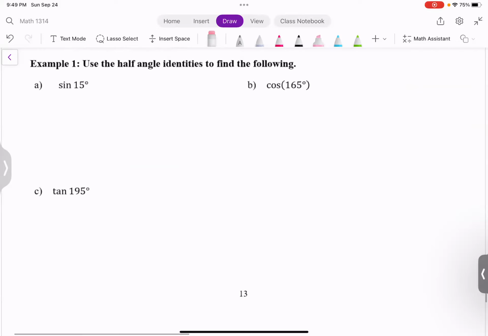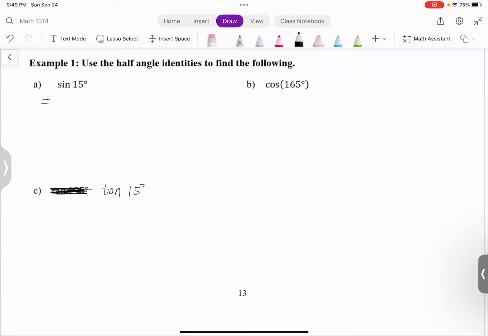All right, let's see the first example. Use the half angle identity to find the following examples. I have a typo here. I shouldn't have this one. I inserted the wrong information, because I should give you tangent 15 degrees, and I made a mistake. I typed 9 between 1 and 5. All right, let's see the first one. The first one, sine 15 degrees.